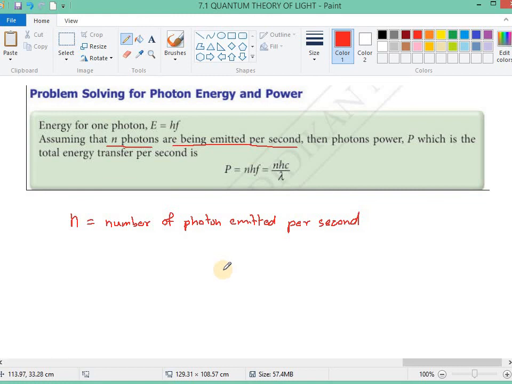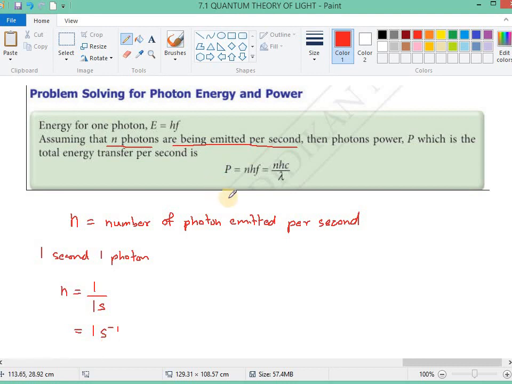Okay, that means in one second, how many photons are emitted. So if 1 photon is emitted every 1 second, then n will be equal to 1 per second. That means 1 photon in 1 second. If the value of n is 1 per second, that means every 1 second emits 1 photon.